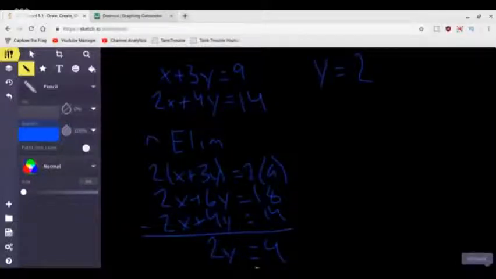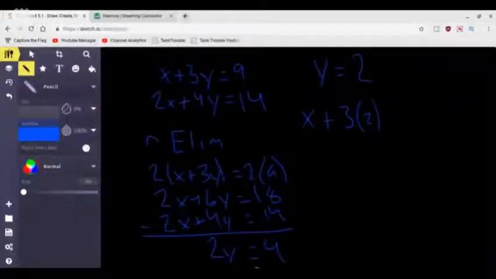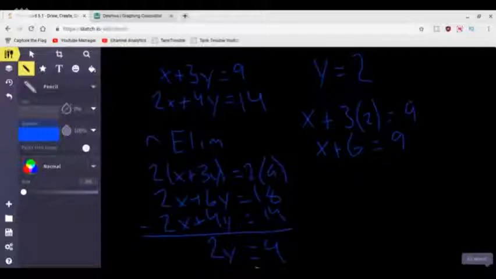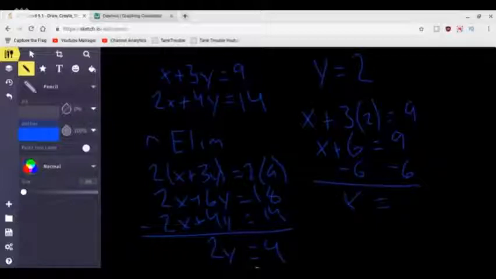So now that you have this y value, you can plug it in to one of the equations to find the x value. So you do x. The first equation is probably a bit easier to plug it into, so that's what we're going to do. X plus 3 times, since we already figured out the y is 2, 3 times 2 equals 9. So if you simplify this, you get x plus 6 equals 9. Now what you want to do, subtract 6 from both sides, and you get x equals 3. So what you have here is x equals 3 and y equals 2.